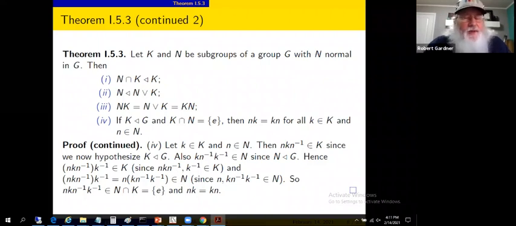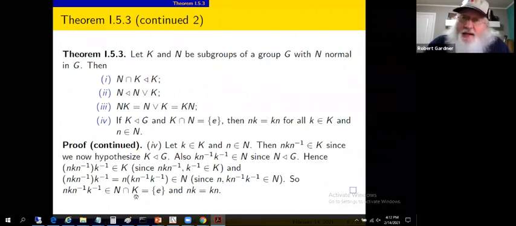All right. Why don't we look at this? We've shown this thing is in K, and we've shown this same thing is also in N. So nkn inverse k inverse is in both N and K. It's in the intersection. But the only place those intersect is at the identity. Well, then it must be the case that this element equals the identity. Effectively cross-multiply, multiply on the right by kn, and you'll produce the equation nk equals kn.